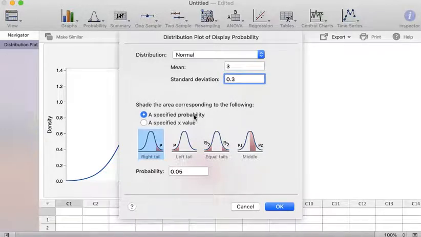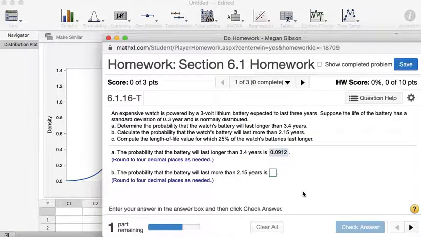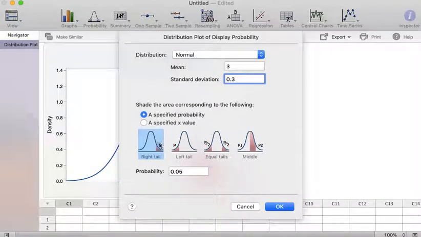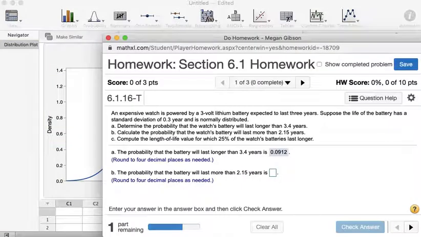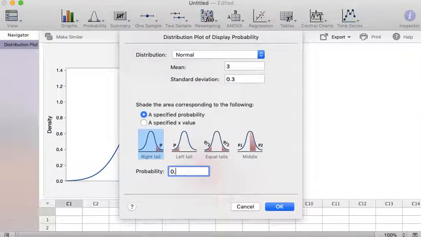However, for this problem, I'm going to leave it on a specified probability because they are giving me the probability in this case. The probability is 25%. I want to know the x value for which 25% of the batteries last longer. So I would leave this on right tail because lasting longer would be x values to the right, and enter my probability of 0.25. Convert the percentage to a decimal. Then I click OK.